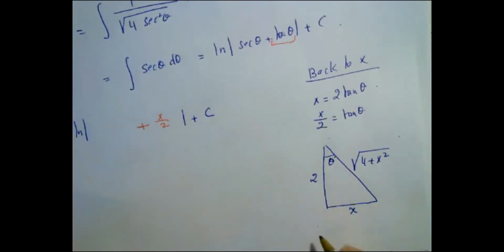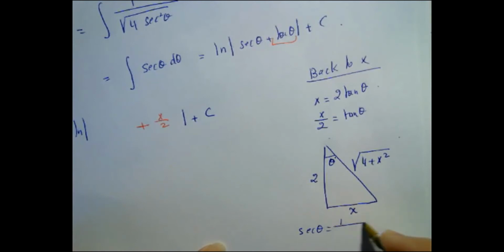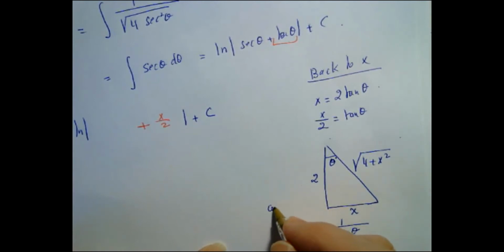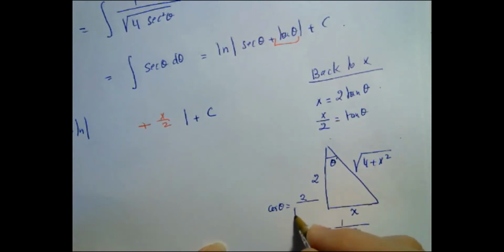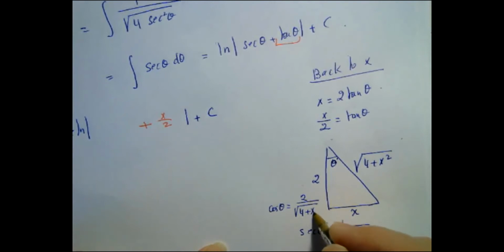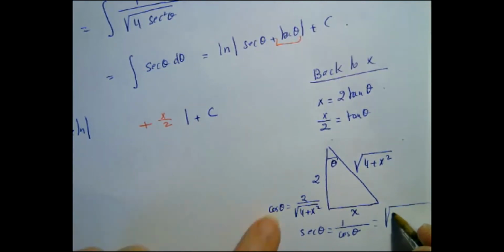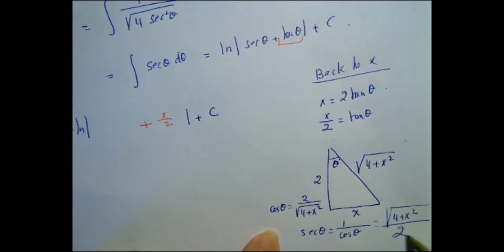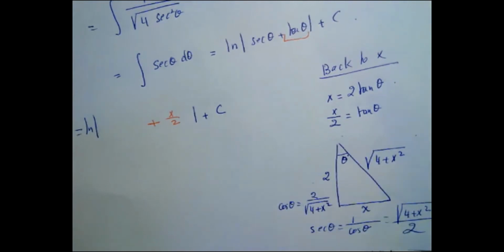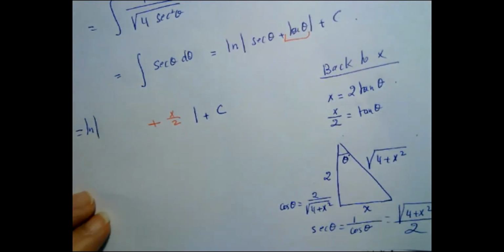And now I need the secant. The secant is 1 over the cosine. But the cosine is 2 over the square root of 4 plus x squared. So the secant is 1 over this, which means it will be the square root of 4 plus x squared divided by 2. And end of the problem.